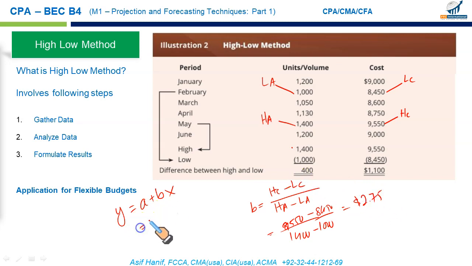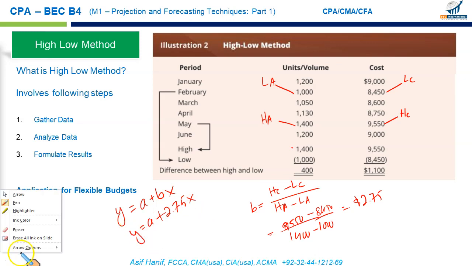Now we have one element, a plus bx. So in place of b, we can write 2.75x. Now listen to me very carefully. Now you have to establish a.